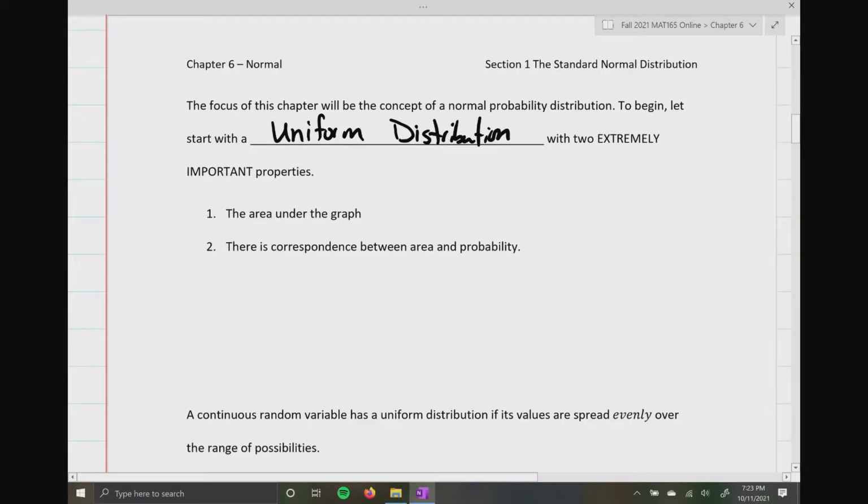Okay? Now, here are two extremely important properties about a uniform distribution. First, the area under the graph. And second, there is a correspondence between this area and the probability.